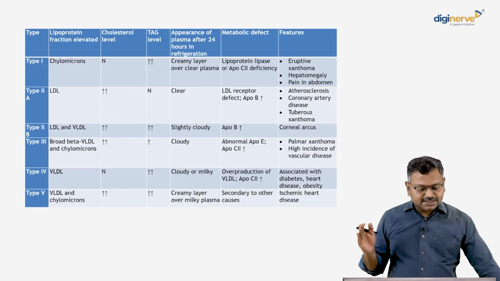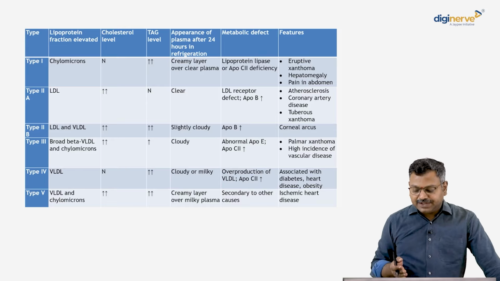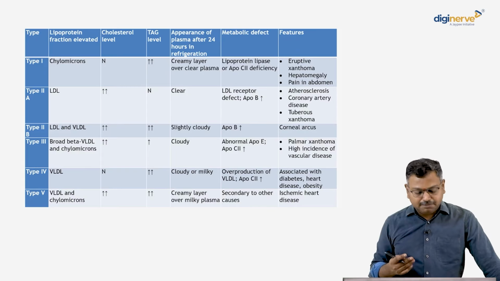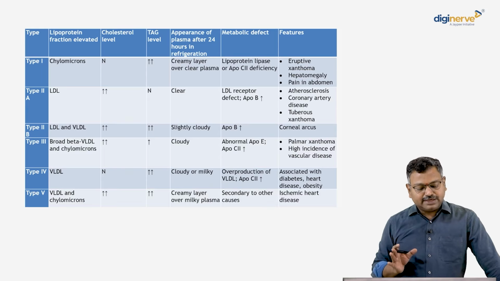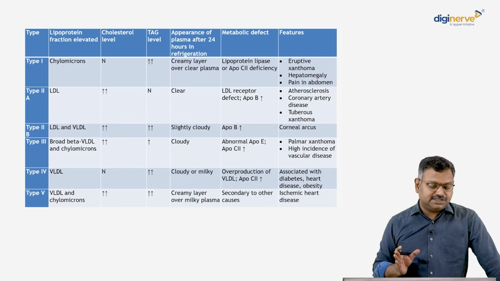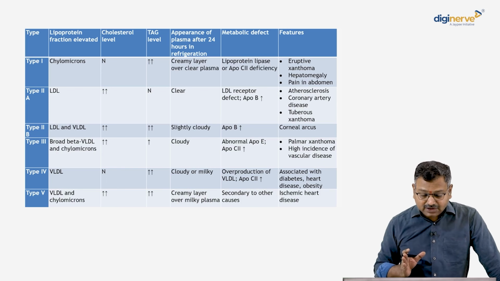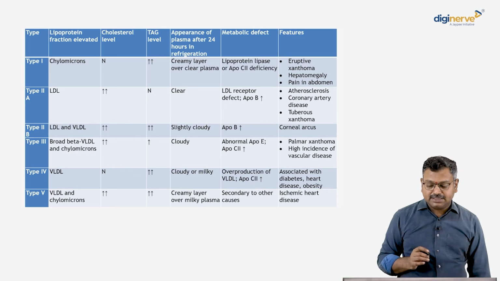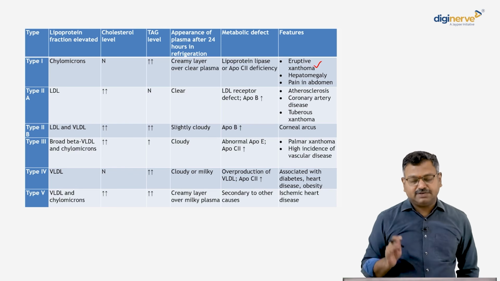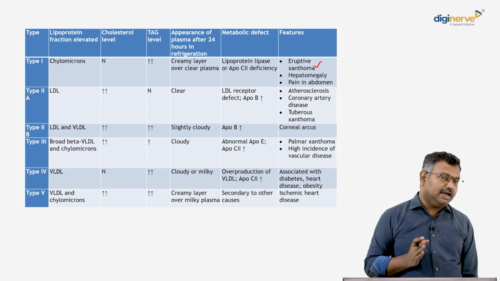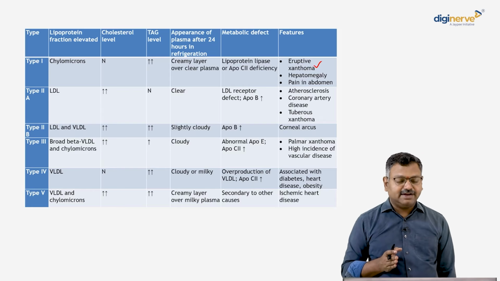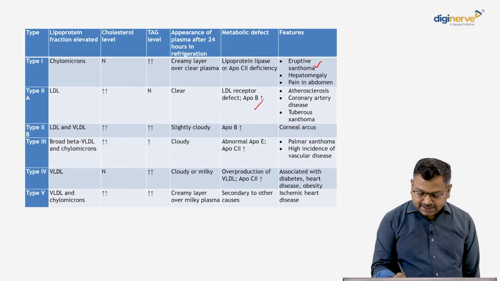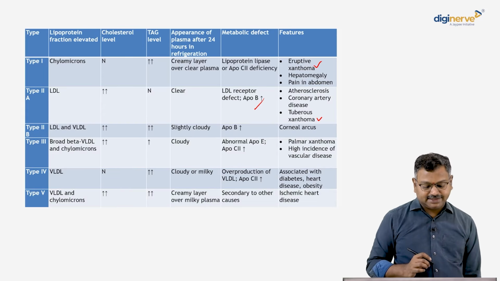So if you see the various types of defects that you have in familial hyperlipoproteinemia: type 1, type 2A and B, type 3, 4, 5. Type 1 is the chylomicron fraction, which is elevated. The triacylglycerols are very much elevated. The defect is in the lipoprotein lipase and the ApoC. Here you have the eruptive xanthomas, very characteristic. Type 2: LDL is the fraction, cholesterol is elevated, TAG is normal, the defect is in the LDL receptor, ApoB. Here they have tuberous xanthomas and coronary artery disease.